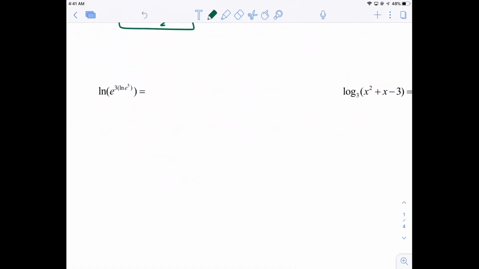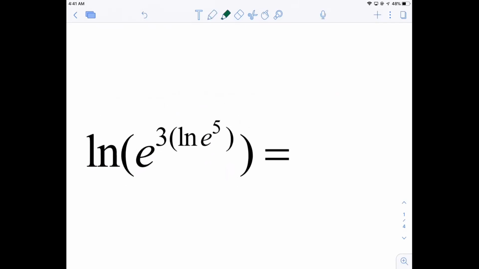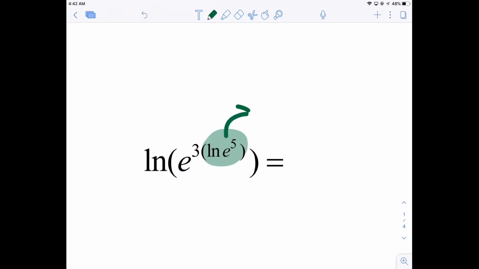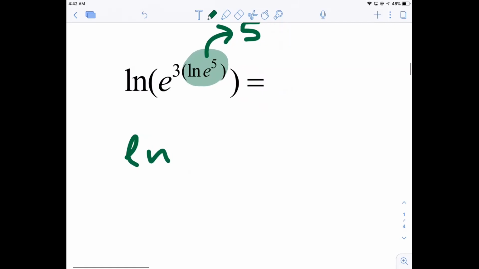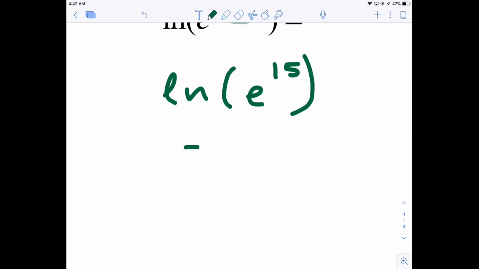Cool. All right. Next one, what is the natural log of e to the 3rd power times natural log of e to the 5th power? All right. So what I'm going to focus in on first here is the natural log of e to the 5th power. What is the natural log of e to the 5th power? Well, again, that means e to the what power is e to the 5th. So e to the 5th power is e to the 5th. That's just equal to 5. So this is equal to natural log of e to the 3 times 5, or 15. And now it's asking, e to the what power is e to the 15th? E to the 15th power is e to the 15. This is just equal to 15.